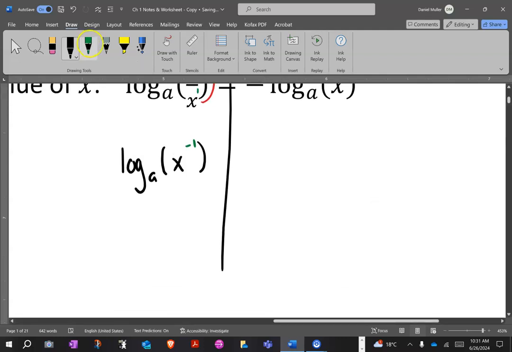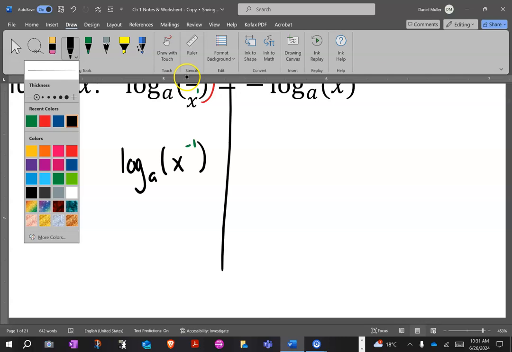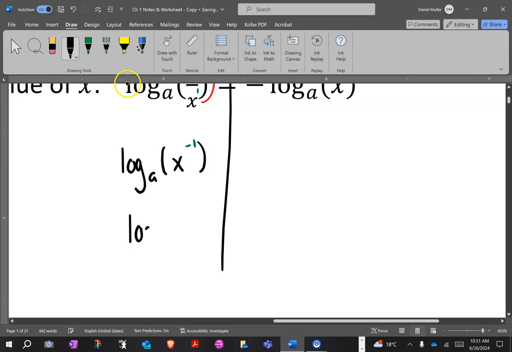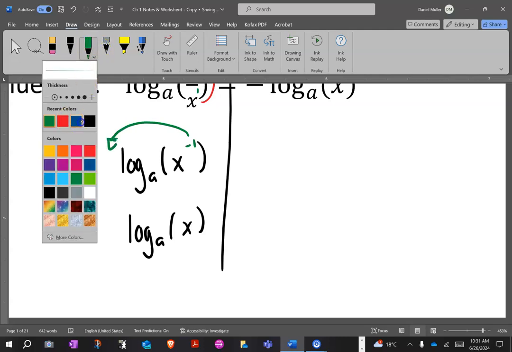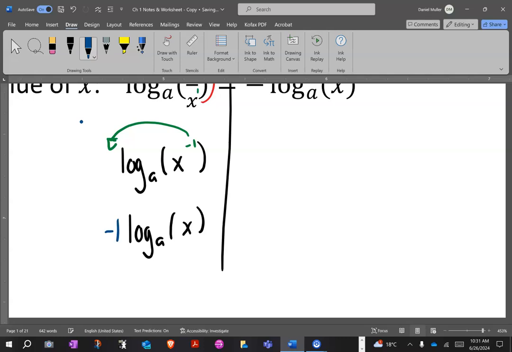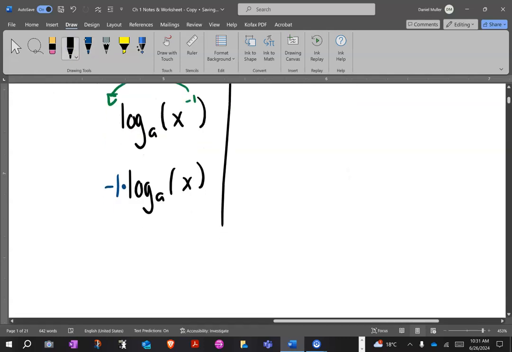The log trick in this case is that whenever you have an exponent here, you can just bring it down and turn it to a multiply. So I'm going to leave the x, but the exponent I'm going to bring down and turn to a multiply. So I'm going to bring this negative 1 down here and turn it to a multiply. So negative 1, I don't need the 1 when I'm multiplying, I just need the negative. So I just have a negative log base a of x.